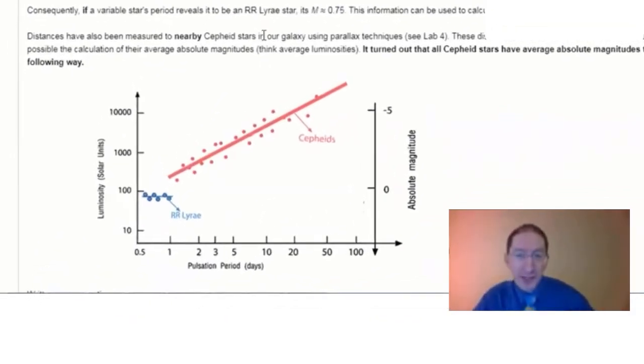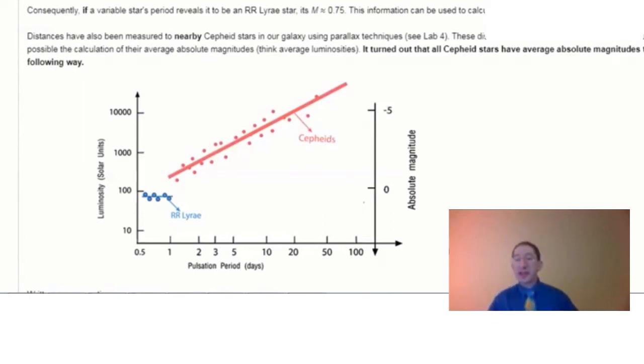We found some RR Lyrae nearby, close enough that we could measure their distance with parallax. We also measured their average brightness, their average apparent magnitude, and that allowed us to calculate their average luminosity, their average absolute magnitude. And we learned they all have approximately the same average absolute magnitude, 0.75. Some are a little bit brighter, some are a little bit fainter, but overall, they're all about 0.75.